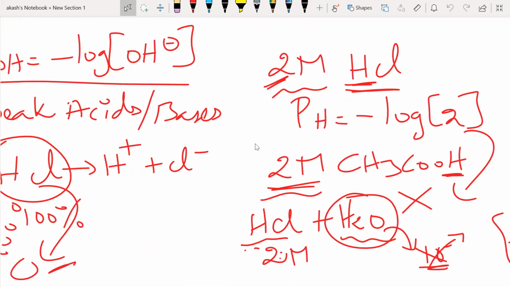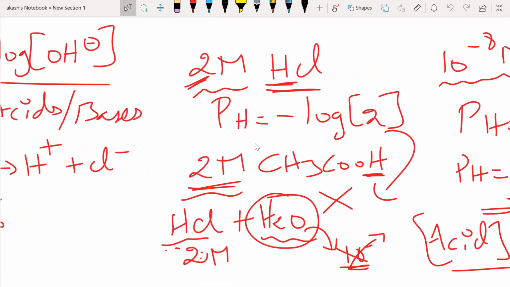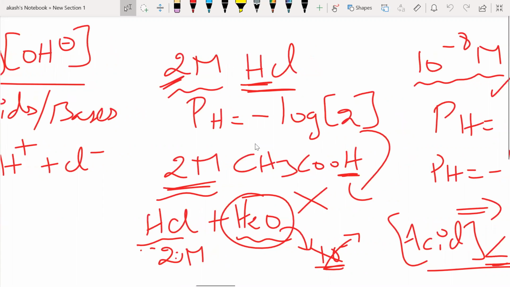If it's a strong acid, how do you calculate the pH? Whatever is the concentration of the acid, that will be the concentration of H plus also, and then you put it in the pH equation. But if it's a weak acid, you cannot directly put it. It is obviously going to depend upon the alpha value. Hope you remember, I taught you that also, right?